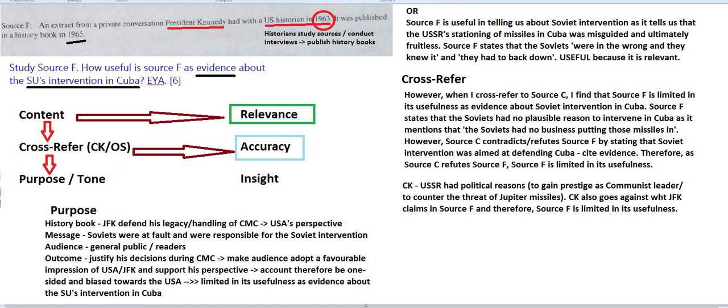Again, finally, what we did was to find out that based on its purpose and tone, its one-sidedness affected its accuracy, and it gives us limited insight. It only gives us insight into the American perspective. It doesn't tell us anything about the real Soviet reasons for planting the missiles in the first place. So because of its purpose, it doesn't give us an accurate picture, and only provides limited insight, it is limited in its usefulness.